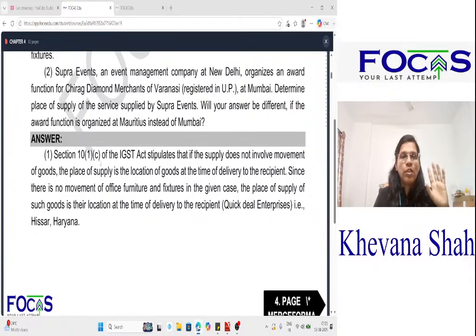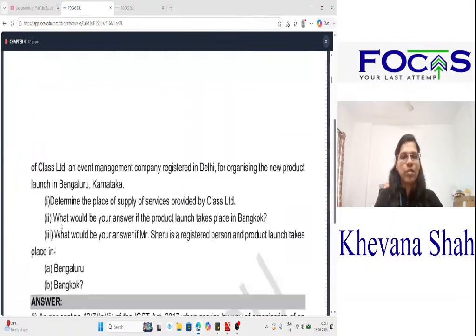Section 10(1)(c) of the IGST Act stipulates that if the supply does not involve movement of goods, the place of supply is the location of the goods at the time of delivery to the recipient. Since there is no movement of office furniture and fixtures in the given case, the place of supply of such goods is their location at the time of delivery to the recipient, that is Hisar, Haryana. Okay. Let's go to the next question. Question number 9.